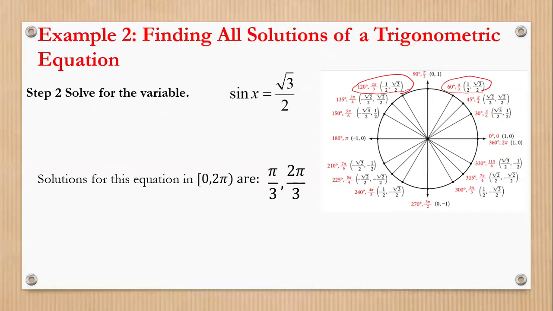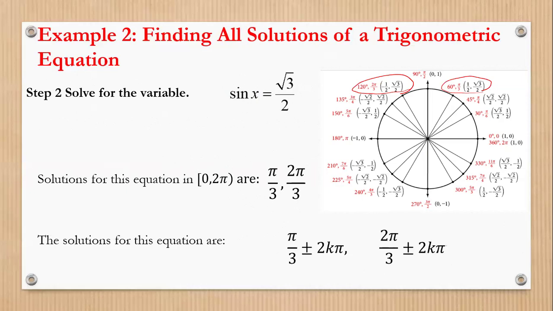So the solutions for this equation in the first rotation, from 0 to 2 pi, are only pi over 3 and 2 pi over 3. But if I want to write all of the solutions, I need to add or subtract 2k pi to each of these solutions. So the solutions for this equation are pi over 3 plus or minus 2k pi, and 2 pi over 3 plus or minus 2k pi.